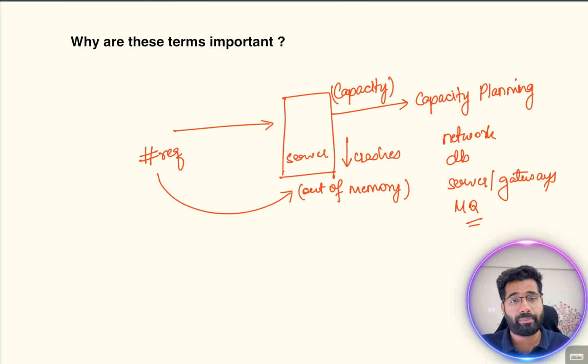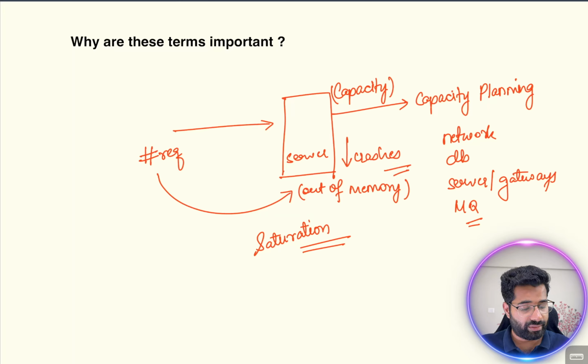So for all these subsystems, we should do the capacity planning so that we know the capacity of each component, and we can know when the saturation level is nearing 100%, and we can take preventive measures so that such crashes do not occur and it does not affect our reliability as well as the availability of the system. Now, what are the measures that we can take when the saturation level is nearing 100%?